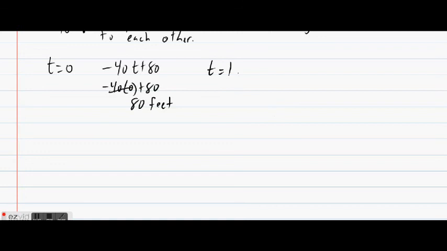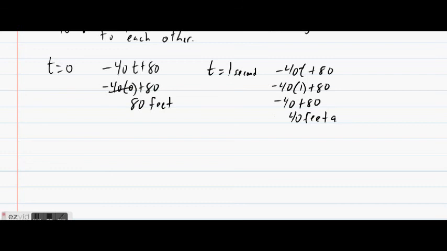What about when t is 1 second? So I have negative 40t plus 80. So negative 40 times 1 plus 80. And this is a straight calculator problem at this point, but I'm just writing out all the steps for you. Negative 40 plus 80. Now the rocks are 40 feet apart. So 1 second later, they're 40 feet apart.